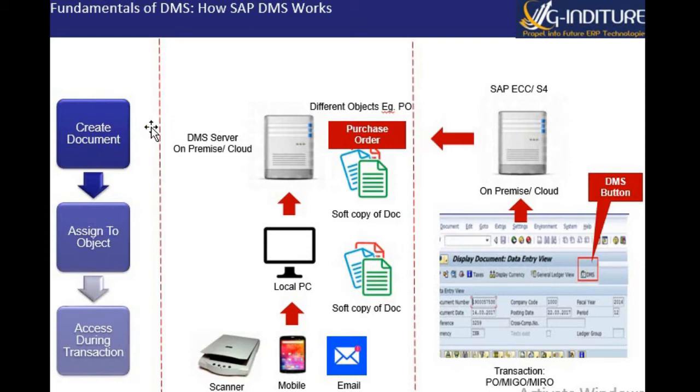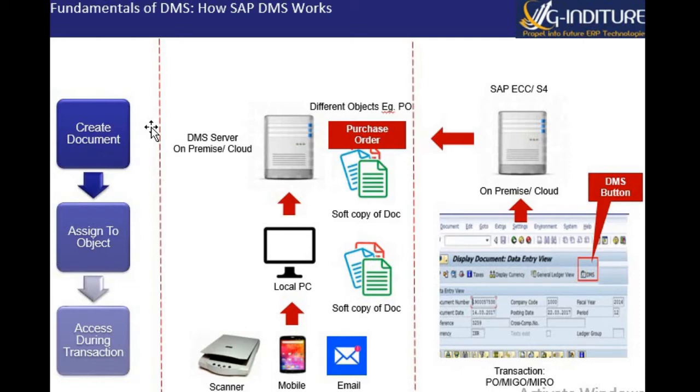So SAP DMS basically runs on 3 primary objectives, 3 principles. First, you create a document and upload it on the DMS server. Yes, 2 servers are required. One is your transaction server, which is your ECC or S4. The other is the DMS server on which all the scanned documents are placed. So first, you create the document in the DMS server.